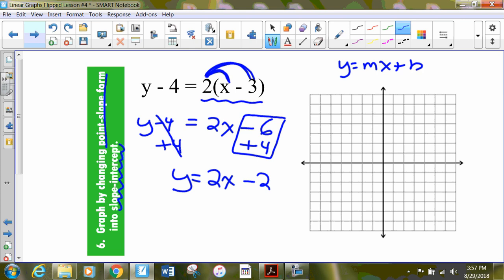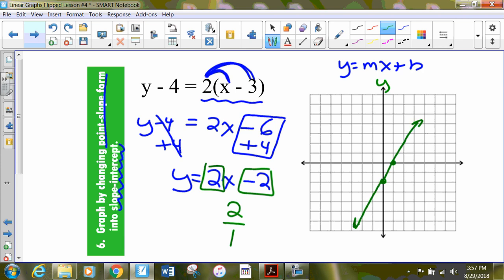And there we have it, right? We've got our y-intercept. Our y-intercept is negative 2. So we're going to find the y-axis and put a negative 2 there. And our slope is 2. And we have to remember that run 1, so we go up 2, run 1. We connect the dots. Whew!